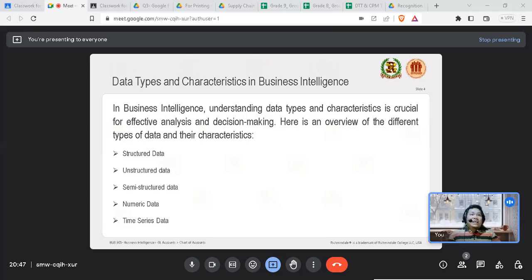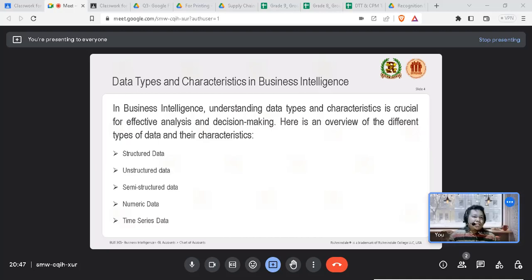What about the call center data? Call center data can include metrics like call volumes. What else? Wait times.